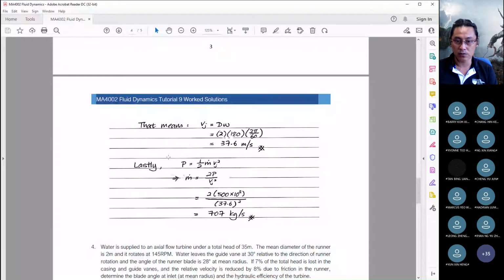Since we know the power that we're going to get from this Pelton wheel, and we know Vj that we just calculated to be 37.6 meters per second, shuffle the terms around, and m dot is nothing but 2P divided by Vj squared. We know P, we just calculated Vj, so plug the numbers in, and m dot, the mass flow rate, can be estimated to be about 707 kg per second. That's all to it.